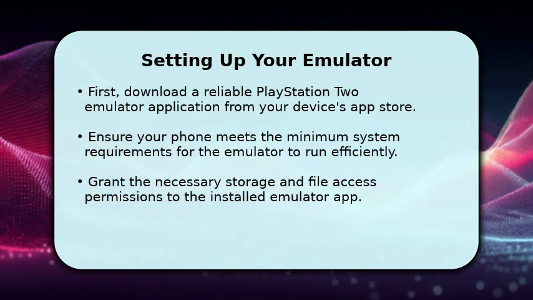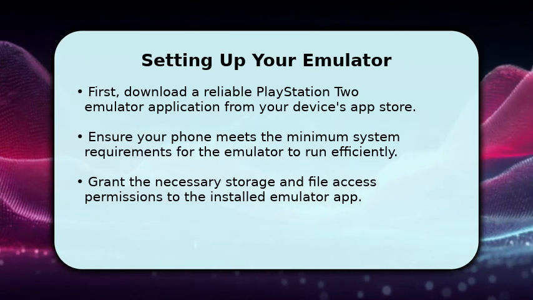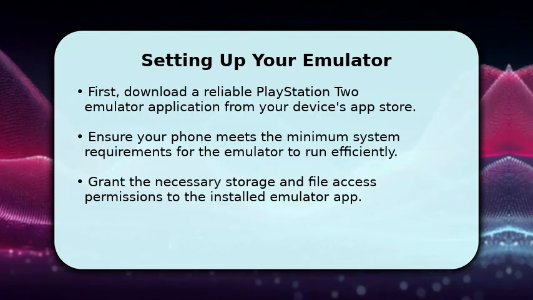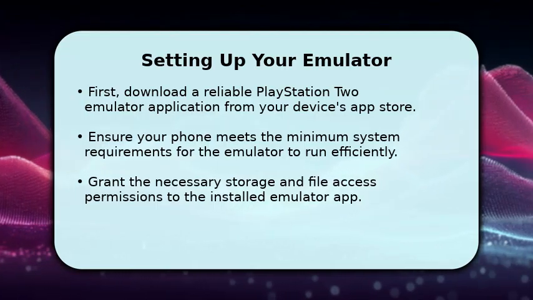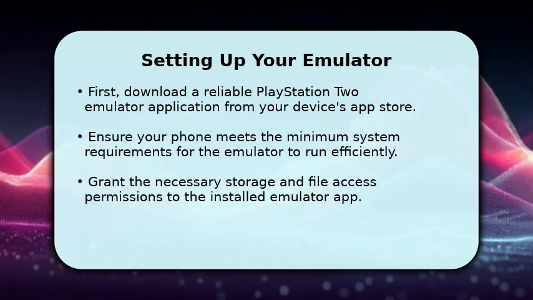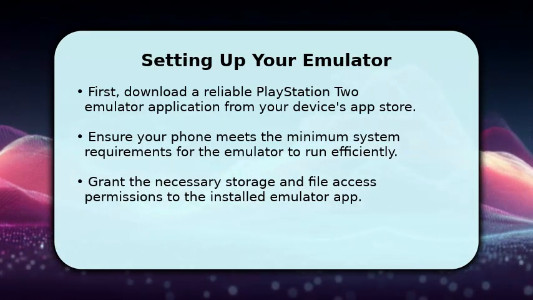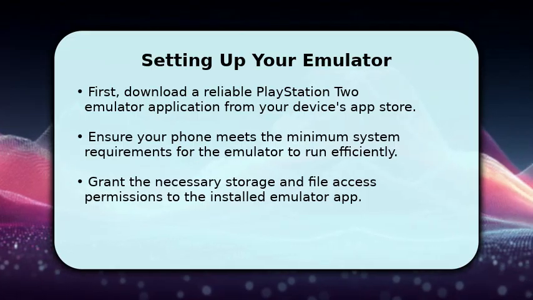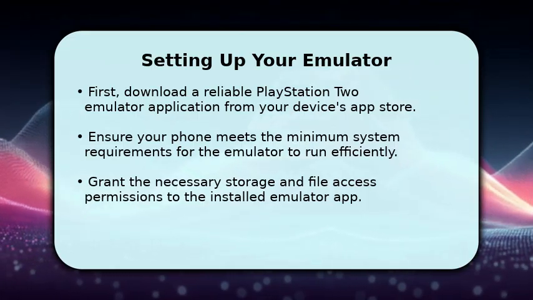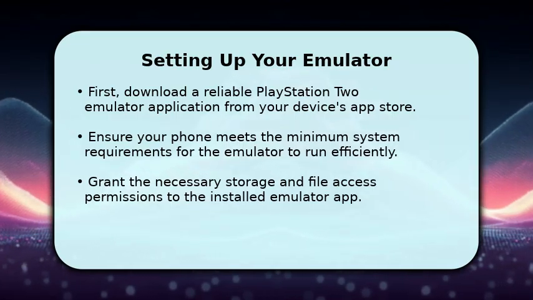To begin, you will need to download a PlayStation 2 emulator. Search your phone's app store for a well-regarded option, often available for free. Once installed, open the application and follow any initial setup prompts. It is crucial to grant the emulator access to your device's storage so it can locate and save game files. This foundational step takes only a few minutes, preparing your phone for the next stage of the process.